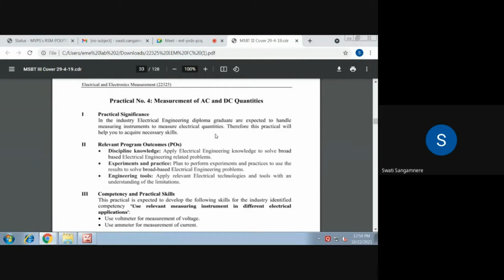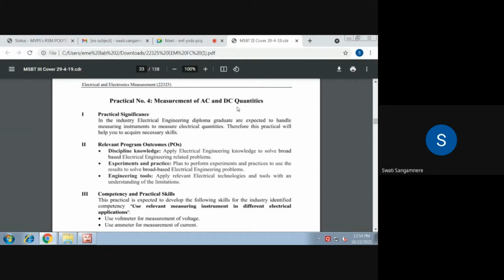Today we see practical number 4, that is measurement of AC and DC quantities. So in this experiment we measure the quantities of AC and DC, that is AC current and voltage and DC current and voltage. For measurement of AC voltage we use an AC voltmeter, and for measurement of AC current we use an AC ammeter or current meter.